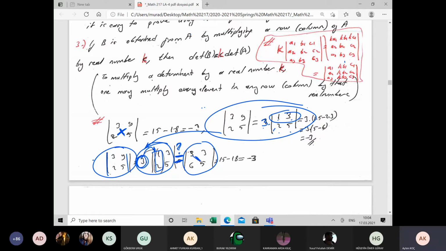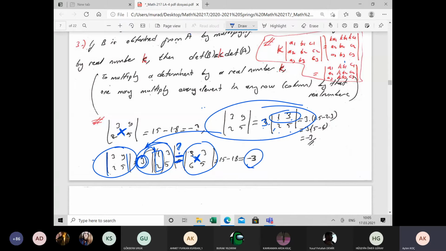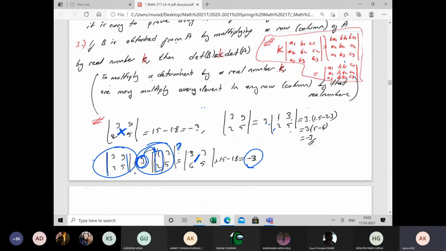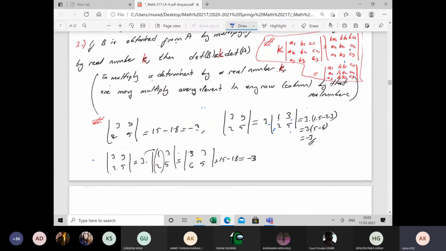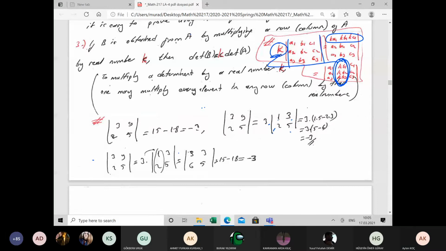If any row or column contains the same common factor, we can factor it out. So k times this determinant; if any column contains k, then k times the entry. So our determinant can be written in this form: k times this determinant. Any question? No question. Okay.